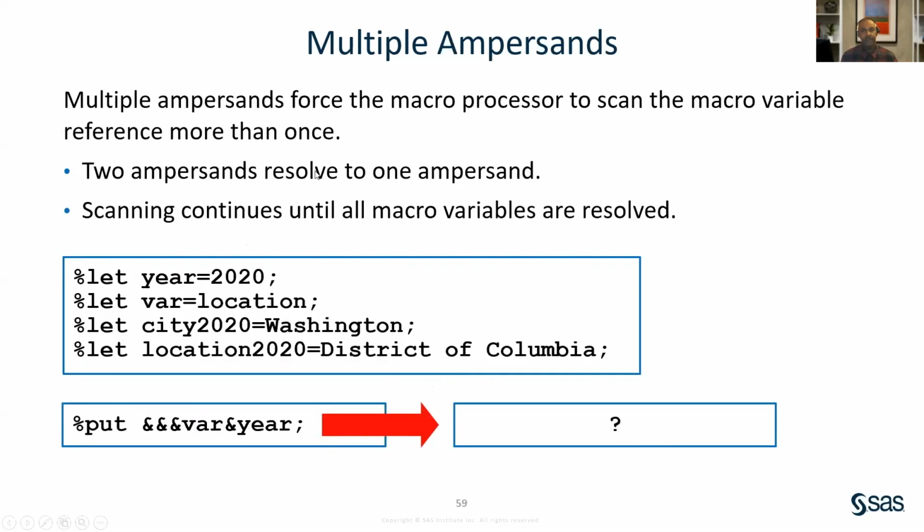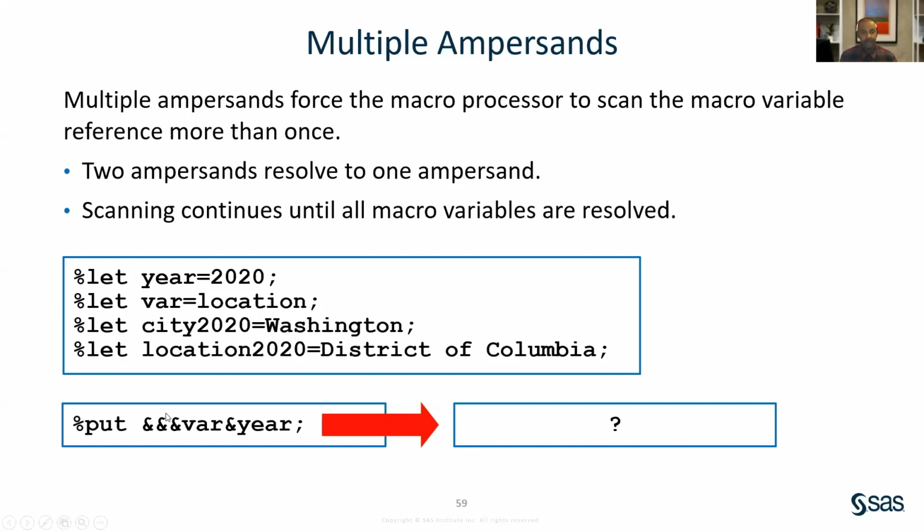Let's try it again. And here's the rule. Multiple ampersands force the macro processor to scan the macro variable reference more than once. 2 ampersands, as I was explaining on the previous slide, resolve to 1. And scanning continues looking for legitimate macro variable references and continuing to reduce any multiple ampersands like 2 to 1. Let's go for this example.